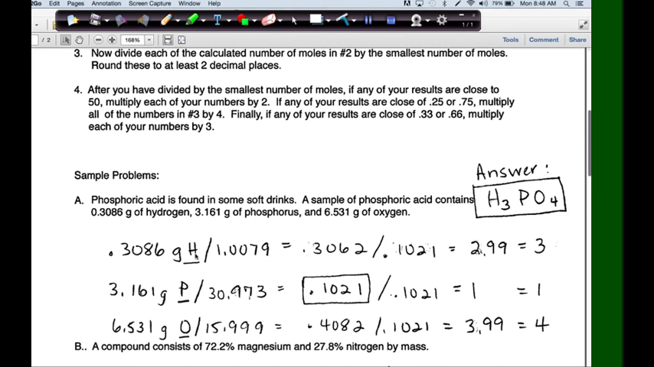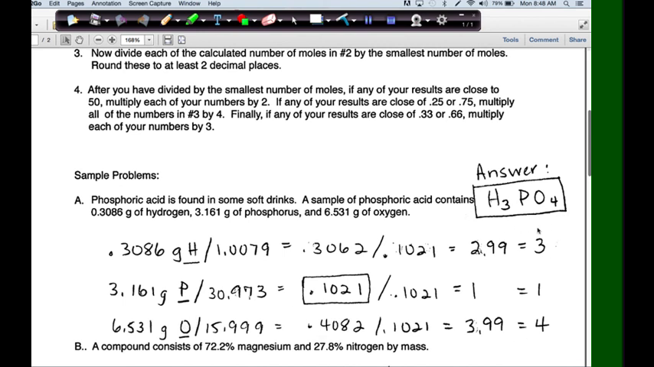So because this was hydrogen, in my formula it'll be H3. Remember, the numbers in formulas are subscripts. Phosphorus would have the subscript of 1. Well, we don't usually put the subscript of 1. And oxygen would have a subscript of 4.